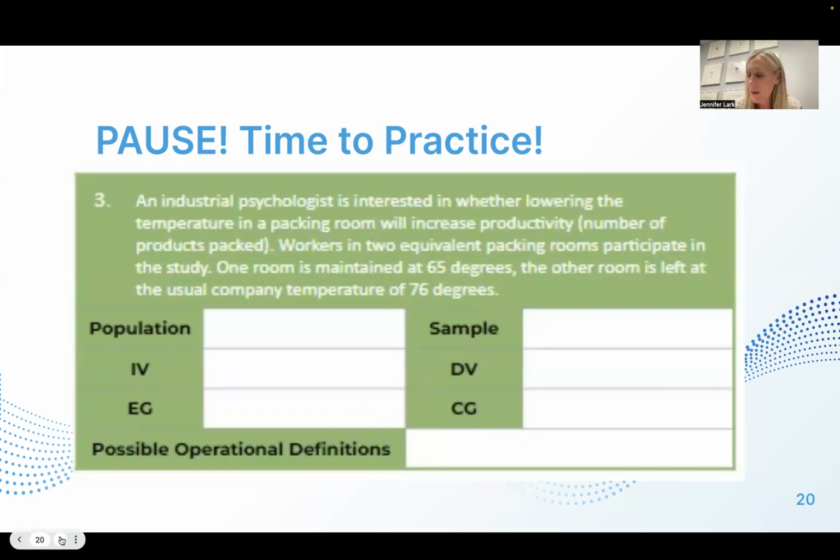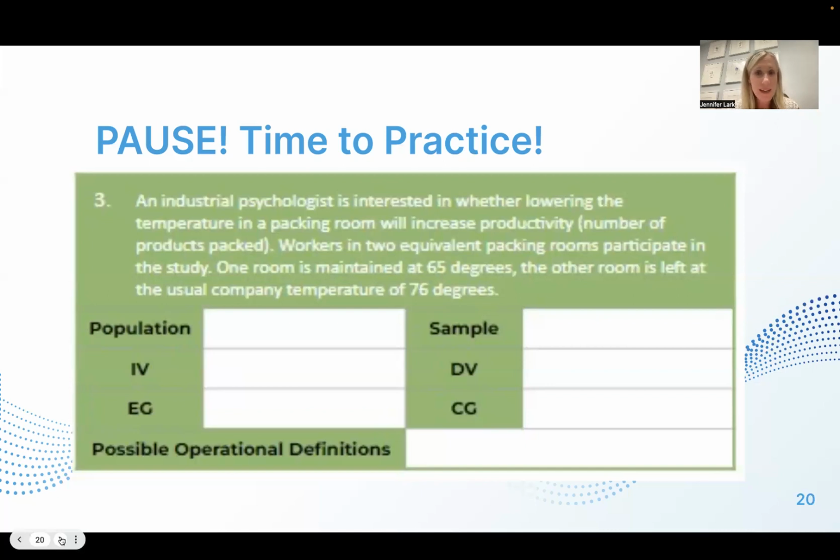And then coming back together here, our population is workers. And our sample in this particular case is whatever workers in this particular building or company that they got to participate in this experiment. So this would not be considered a random sample. It probably was a volunteer or opportunity sample, so not truly random. So we have to be careful about the results. And then they split these workers into the experimental group and the control group.